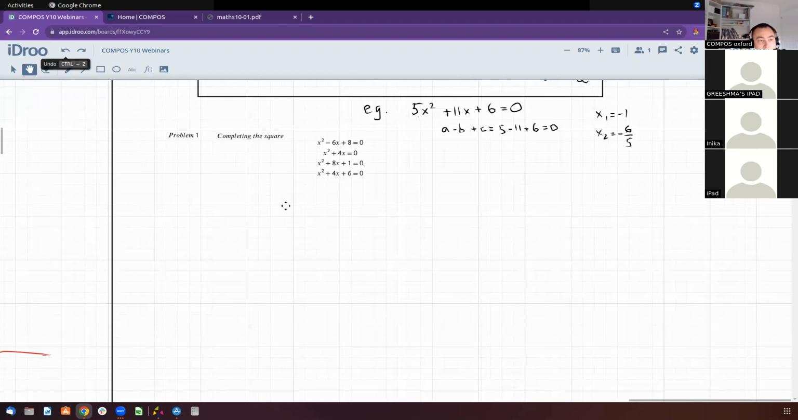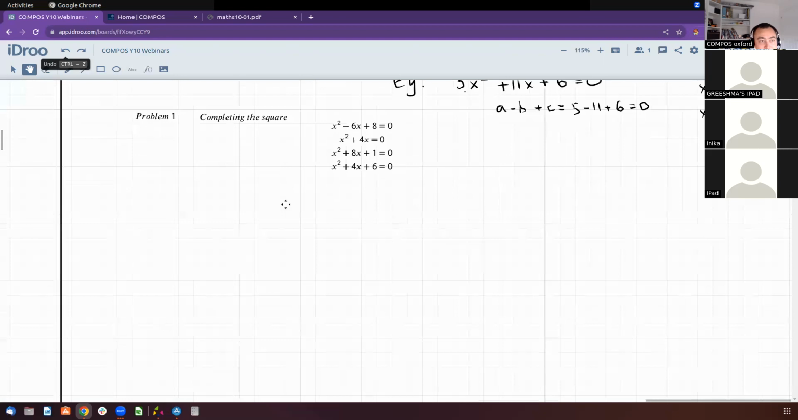Okay, so problem 1, completing the square. I've shown you how to complete the square for the first one. You just need to realize, so x squared minus 6x, it's missing a plus 9, but then you have plus 8. So there are 2 ways you can do this. The first way is you can say, well, I have x squared minus 6x plus 8 equals 0. I need a 9.